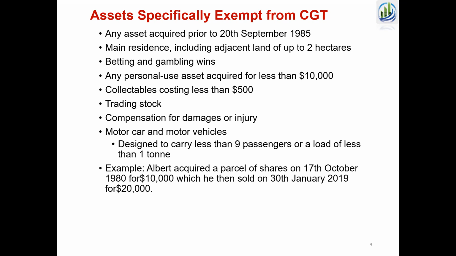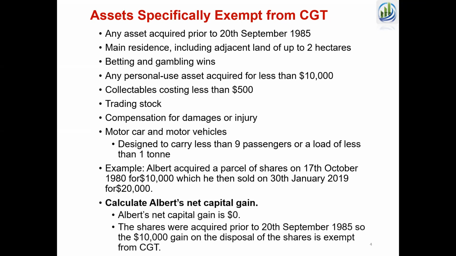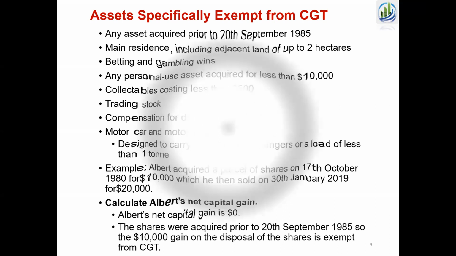Here's the example. Albert acquired a parcel of shares on 17th of October 1980 for $10,000, and he sold it now for $20,000. How much is the capital gain? The capital gain is going to be zero. Why? Because it was purchased before 20th of September 1985. That is a pre-CGT asset. Therefore, we don't need to include it in our capital gain calculation. Good. We will move on to the next one.